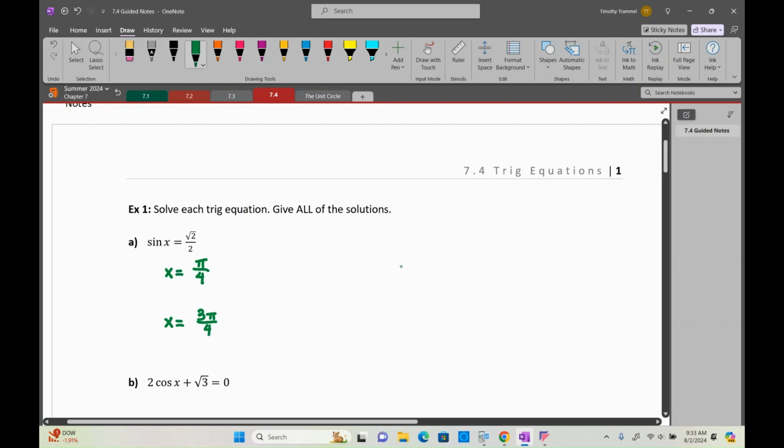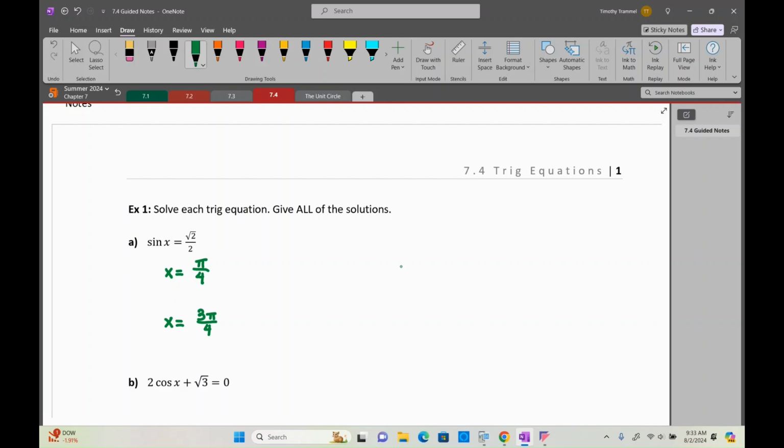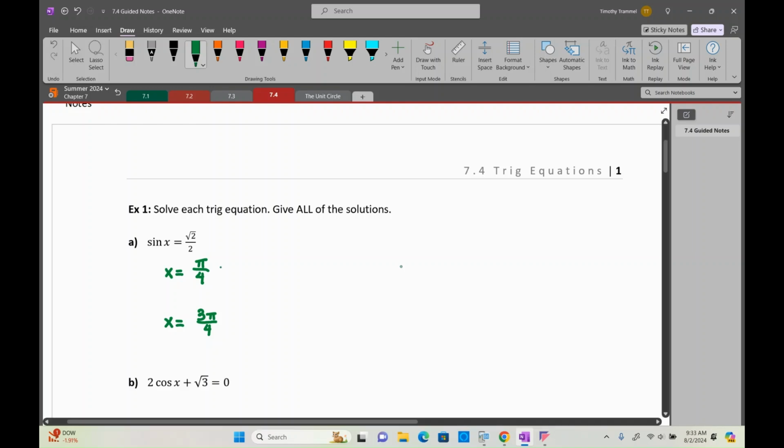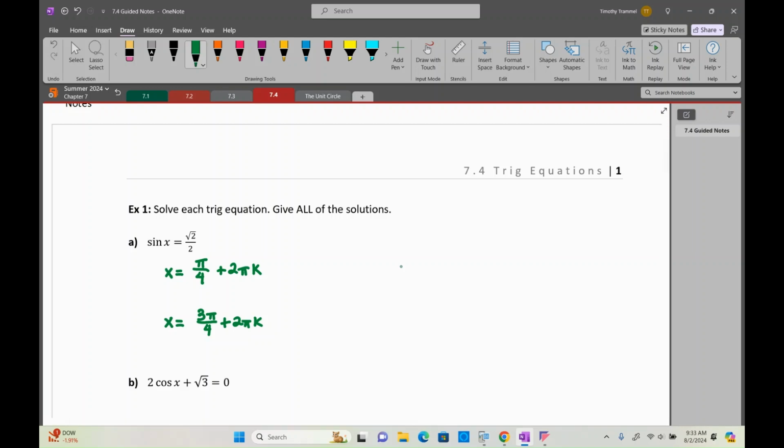Okay, so these were the two angles. But now anything that's coterminal with these angles will correspond to the same y value on the unit circle. So in other words, these angles plus 2 pi k are going to be actually all of our solutions to the equation. There's actually an infinite amount.